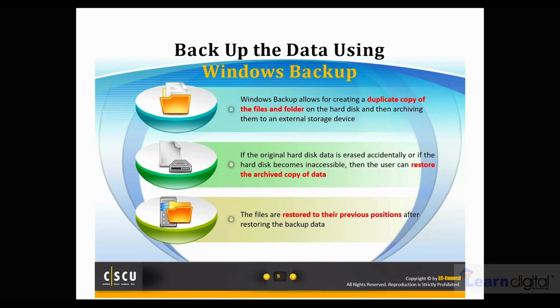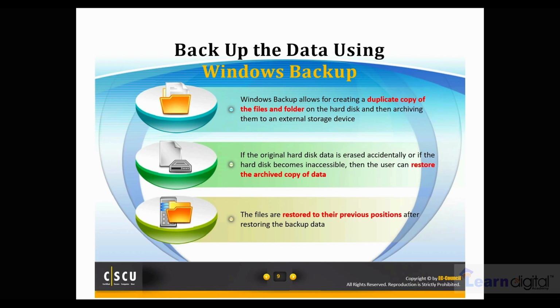So what is backing up data using Windows Backup? Yes, Windows Backup allows for the creation of a duplicate copy of the files and folders on the hard disk, and then archiving them to an external storage device. If the original hard disk data is erased accidentally, or if the hard disk becomes inaccessible, then the user can restore the archived copy of data.